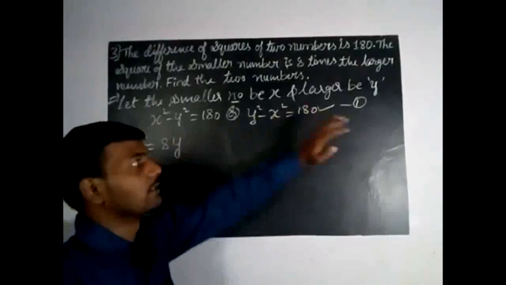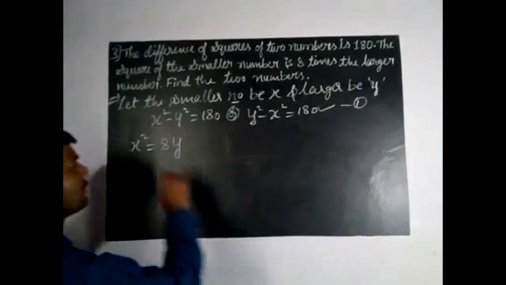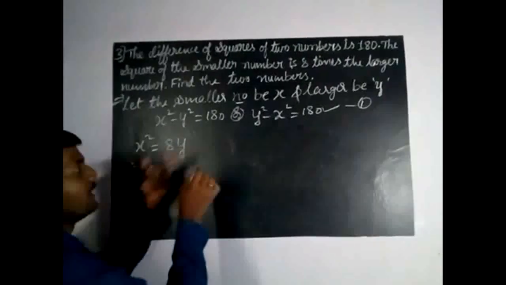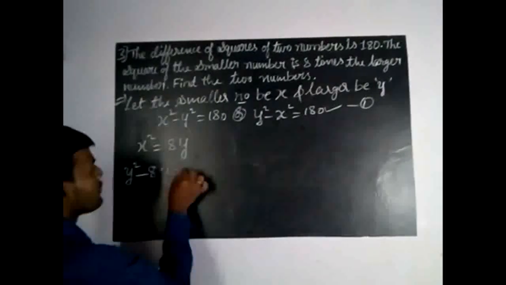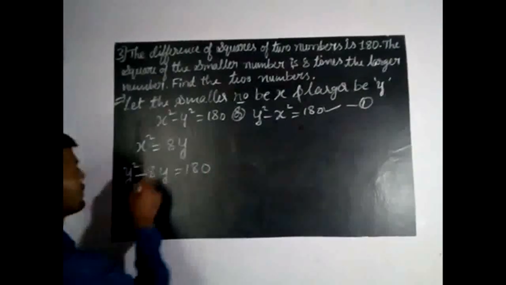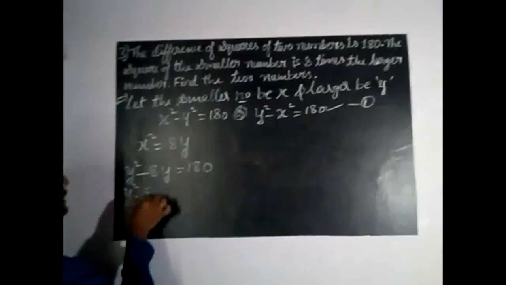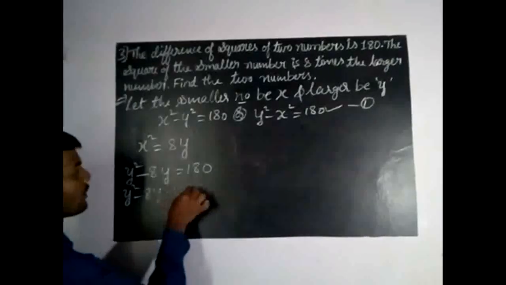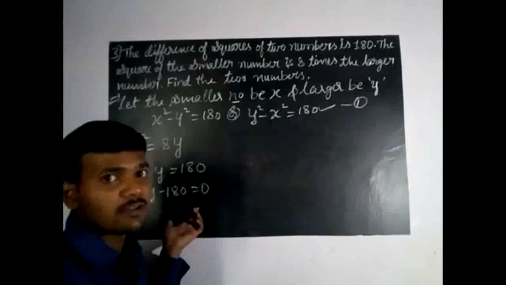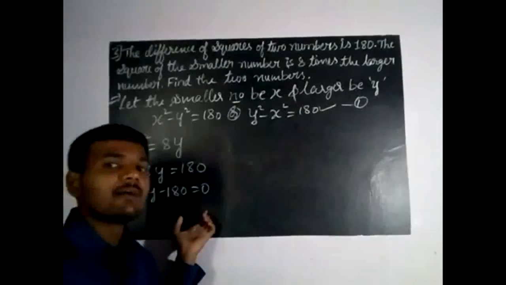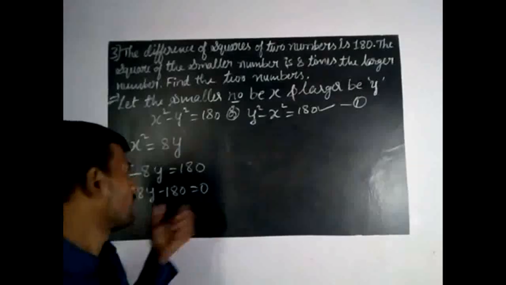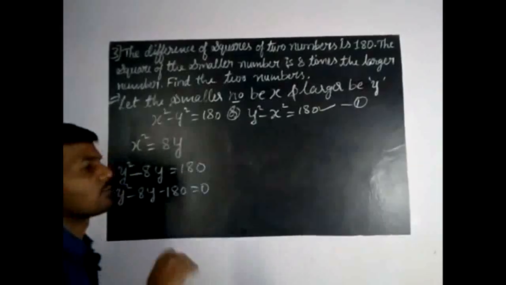Substitute this value in equation 1, and we'll have y square as it is, minus x square, which means 8y, which is equal to 180. Now transpose this 180 to the left side, it becomes y square minus 8y minus 180 equal to 0. Now you can find the roots for this equation by applying the quadratic formula or by factorization. I'm going to apply the factorization method to find the roots.